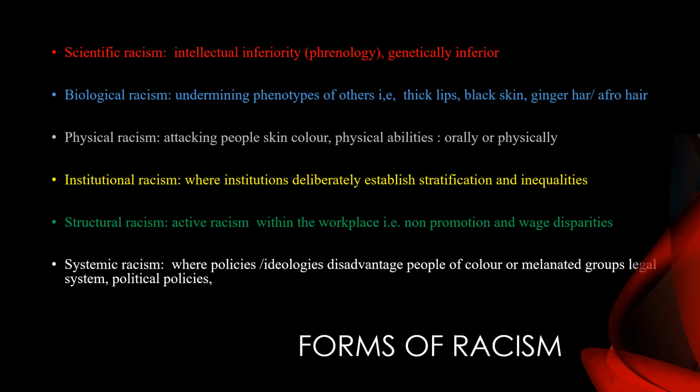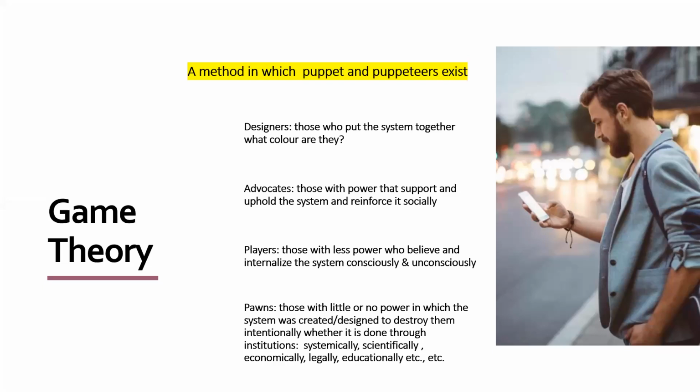Okay. And then we have systemic racism, okay? This looks more at policy. So this is where the political system and the legal system come together in order to create policies, in order to stratify and to make sure that melanated groups of people stay in their place because they're considered a threat. Okay, so let's have a look at game theory.